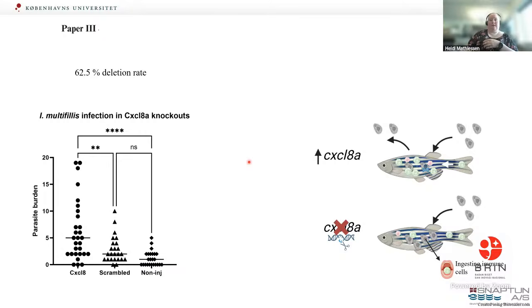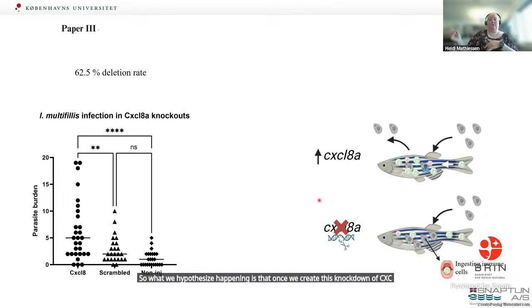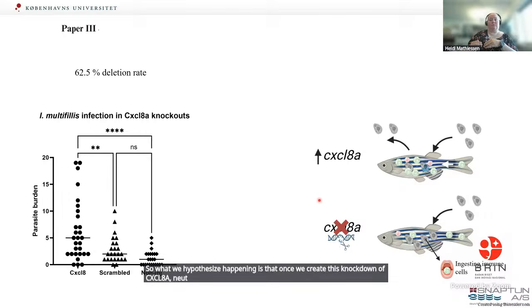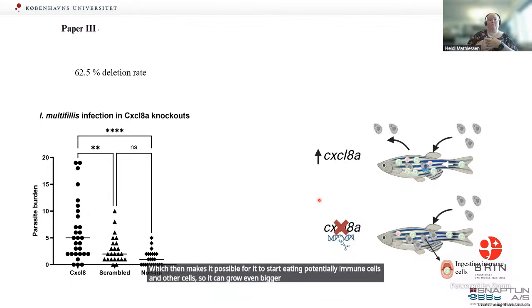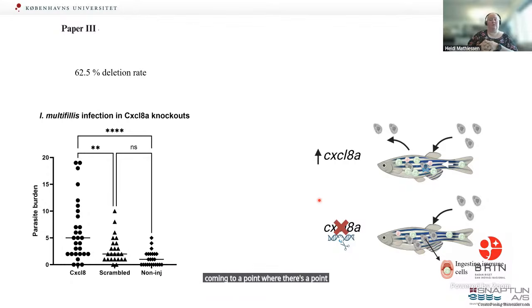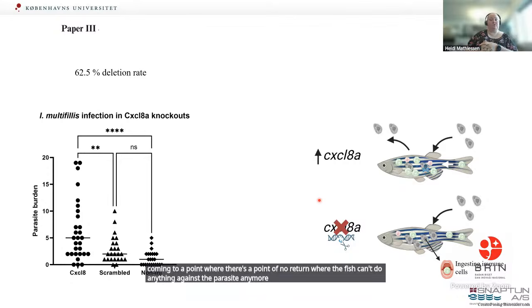So what we hypothesize is happening is that once we create this knockdown of CXCL8A, neutrophils are not being attracted to the parasite, allowing it to develop this cytostome, so its mouth, which then makes it possible for it to start eating potential immune cells and other cells, so it can grow even bigger, coming to a point of no return, where the fish can't do anything against the parasite anymore because the parasite becomes too strong.